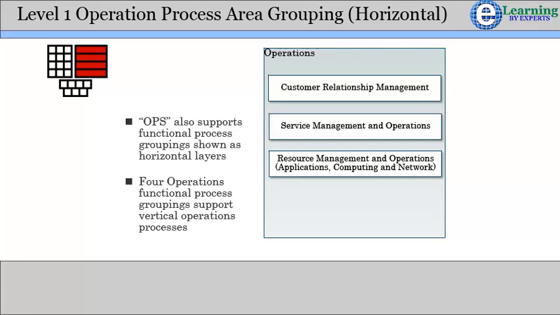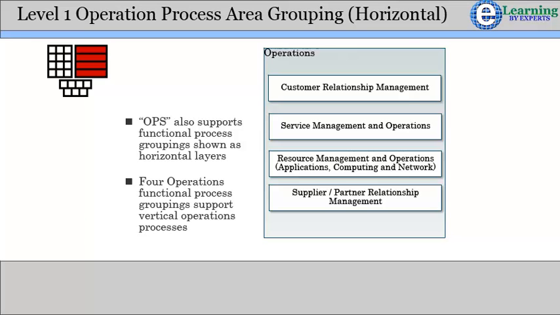Resource Management and Operations (RM&O) process grouping maintains knowledge of resources (application, computing and network infrastructures) and is responsible for managing all these resources, for example networks, IT systems, servers, routers, etc., utilized to deliver and support services required by or proposed to customers.